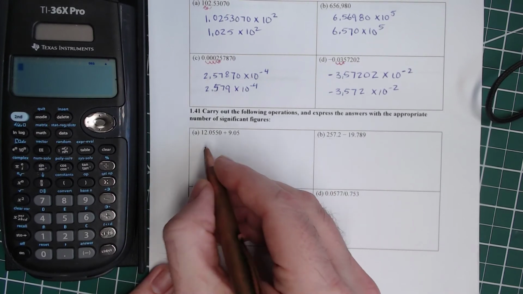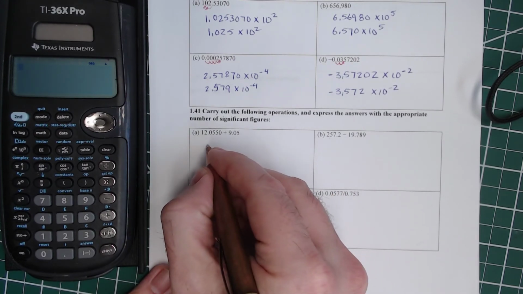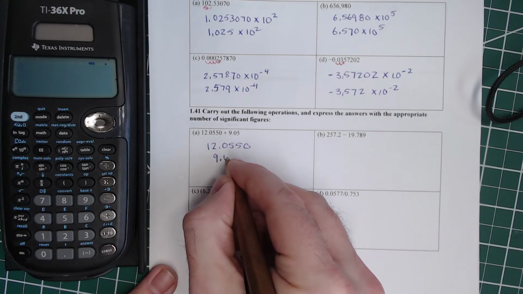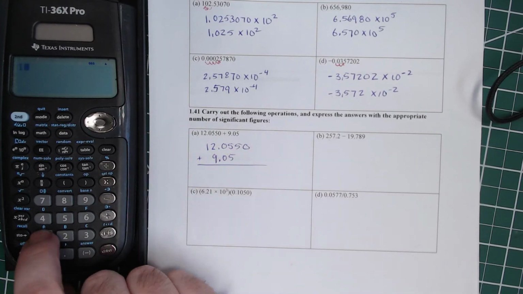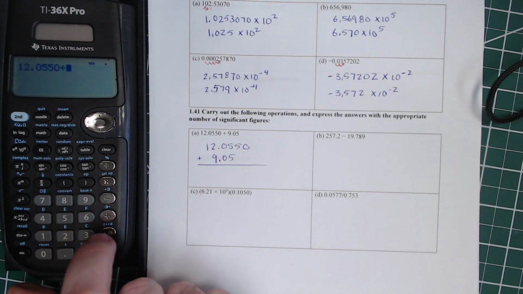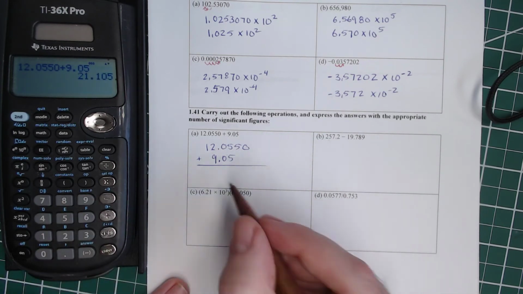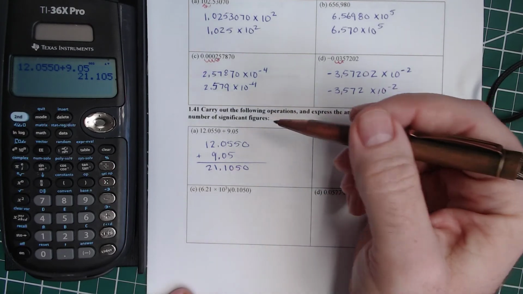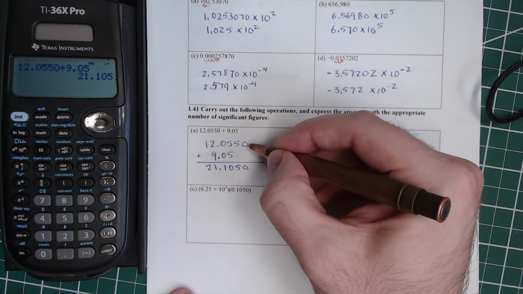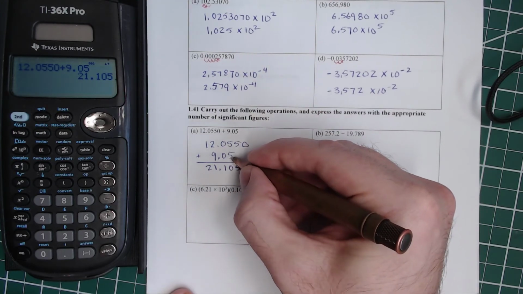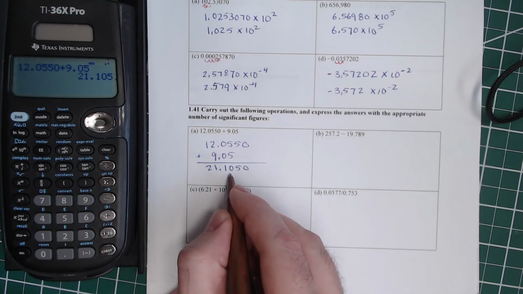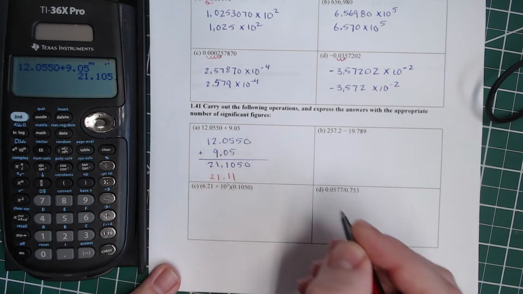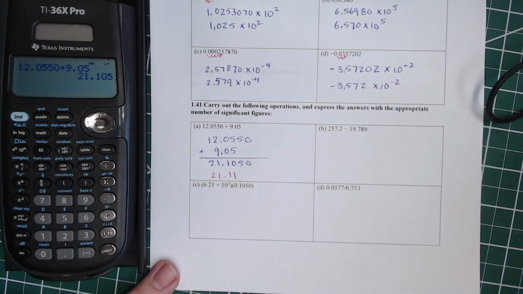All right. So for this one, I think it's easiest if we just rewrite it. Now, we don't necessarily have to rewrite this, but I'm going to go ahead and rewrite it. 12.0550 and then 9.05. And when we add those together, 12.0550 plus 9.05, we get 21.1050. Now, to get the correct number of significant figures, we need to look at where our last sig fig is. Here, our last sig fig is in the 10,000ths place. This 5 is in the hundredths place. Therefore, we're going to round it to the hundredths place. And our answer is going to be 21.11. So 21.11 will be our correct answer there.